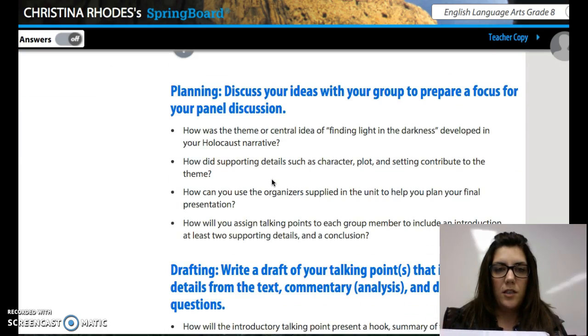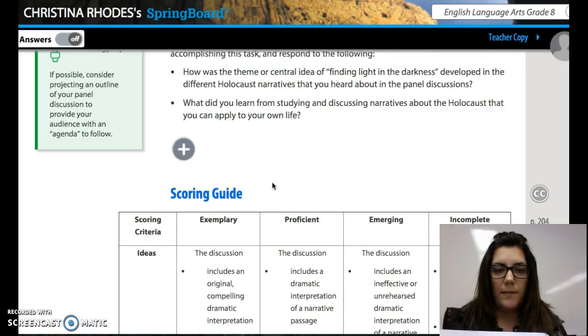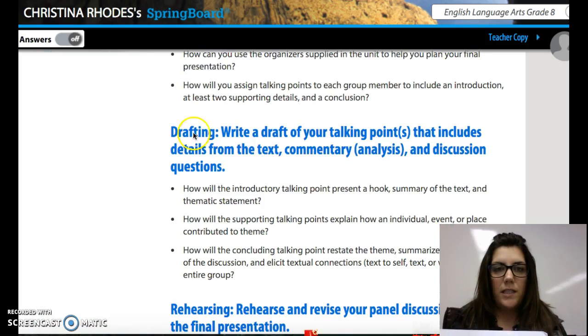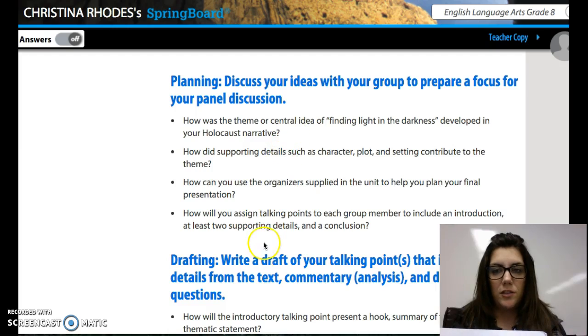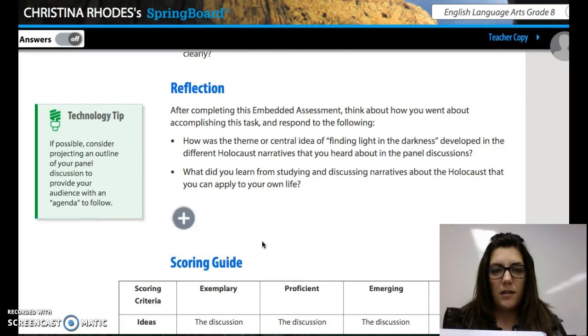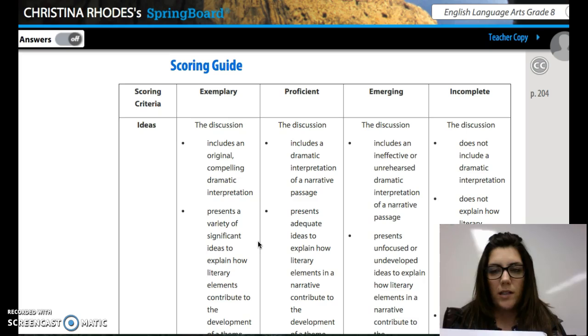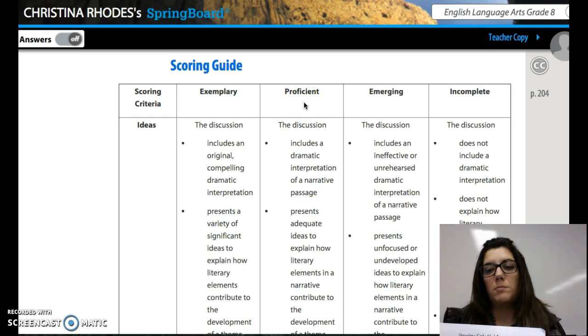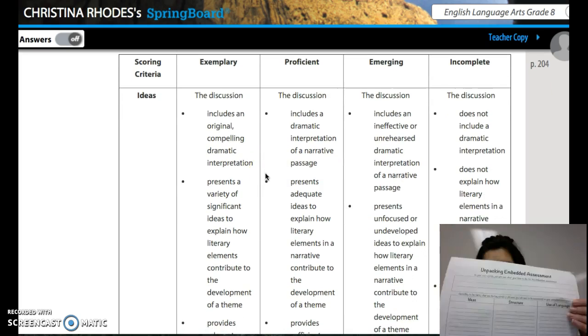Then you can read basically what you have to do for the assignment, but the important part is the scoring guide or the rubric. Exemplary would be an A paper. Please write A over exemplary. Proficient is B. Please write B. Emerging is C, D. Please write C or D. And incomplete is an F. Please write F.